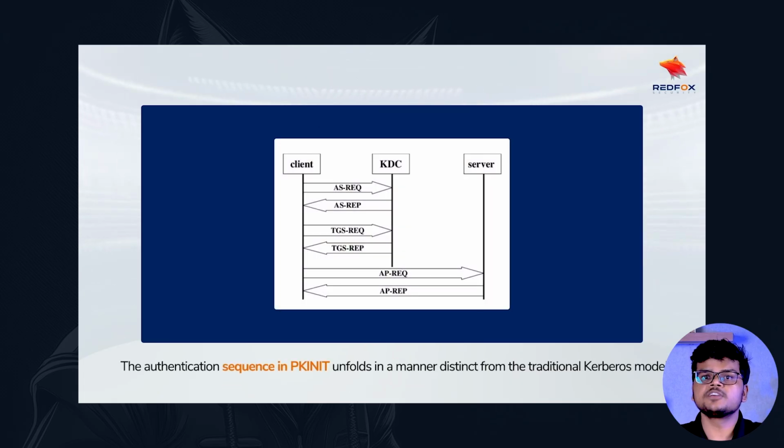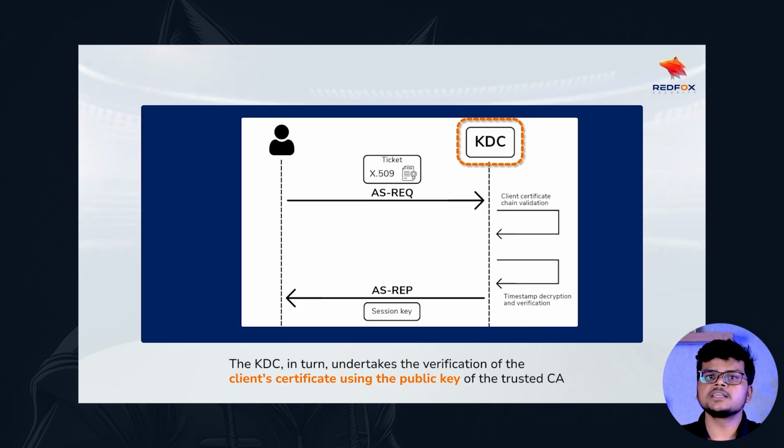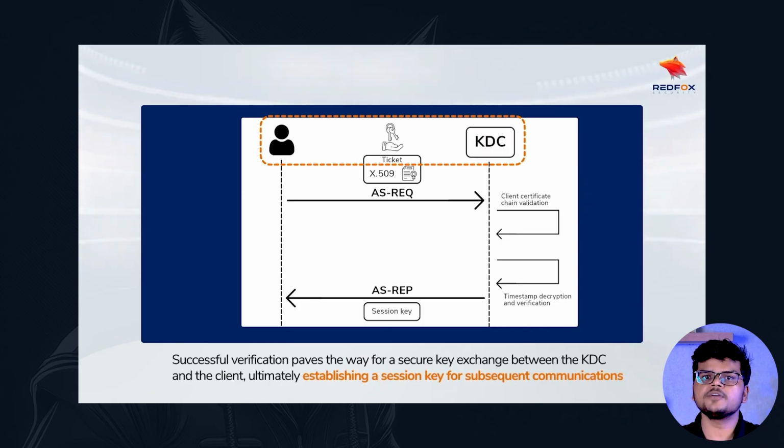The authentication sequence in PKINIT unfolds in a manner distinct from the traditional Kerberos model. When a client initiates a ticket request, it presents its X.509 certificate instead of the customary pre-shared secret key. The KDC in return undertakes the verification of the client certificate using the public key of the trusted CA. Successful verification paves the way for a secure key exchange between the KDC and the client, ultimately establishing a session key for subsequent communications.